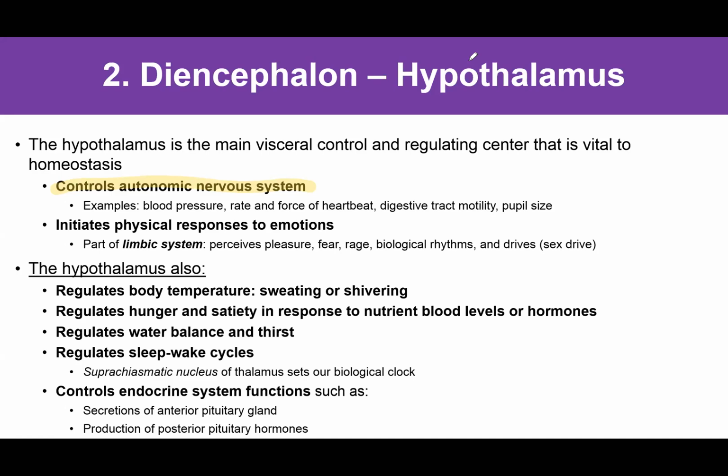In addition, the hypothalamus initiates the physical response to emotions. This actually makes the hypothalamus part of the limbic system as well. And the limbic system is our emotional system. So pleasure, fear, rage, biological rhythms, and drives like sex drive. These are all responsibilities of the hypothalamus in terms of its coordination with other structures in the limbic system. The hypothalamus also regulates body temperature, regulates hunger and satiety, regulates water balance, regulates sleep-wake cycles, and controls the endocrine system functions by working together with the pituitary gland to coordinate the release of different hormones.